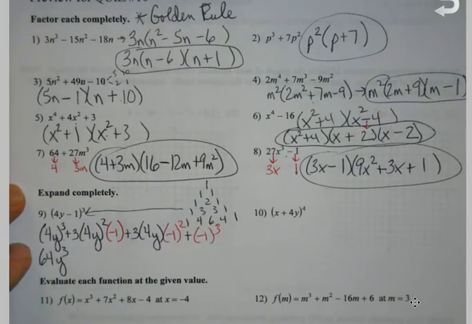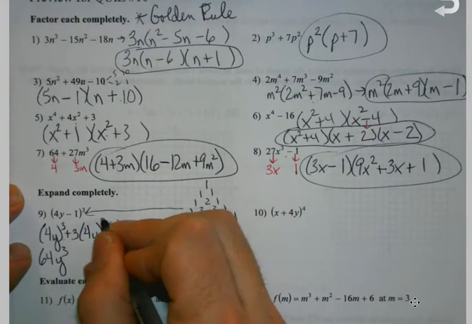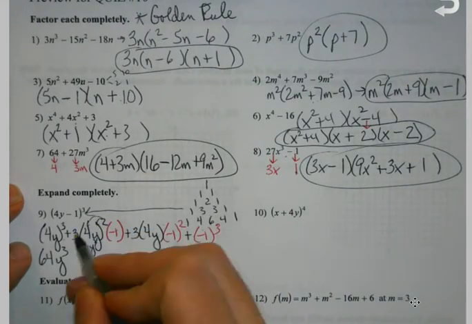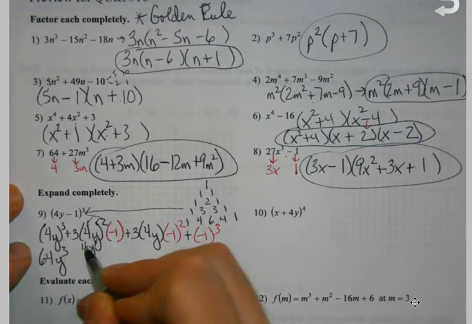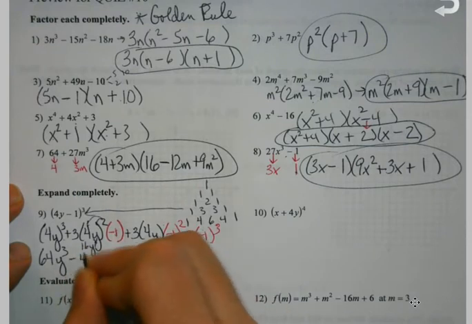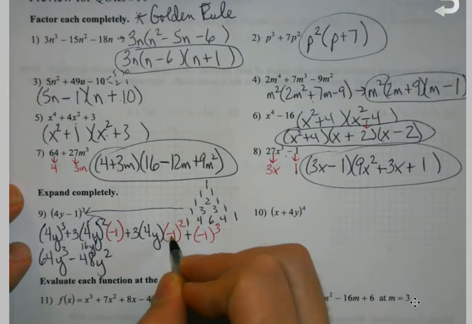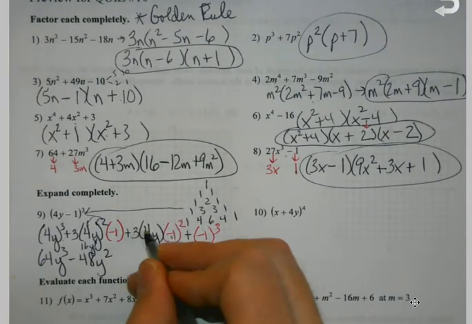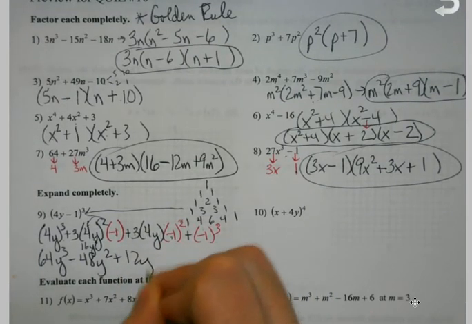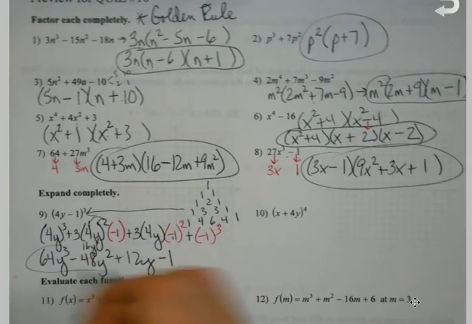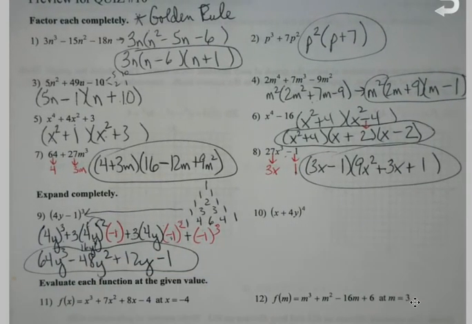Not this person. Make sure you multiply this out. So 3 times 16 is 48 times negative 1 is negative 48y squared. Negative 1 quantity squared is 1 times 3 times 4 is 12y. Negative 1 cubed is negative 1. Same thing if I multiplied it all out, but again, who wants to do all that?